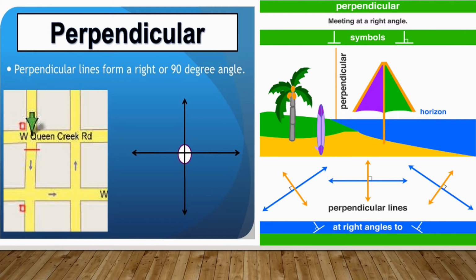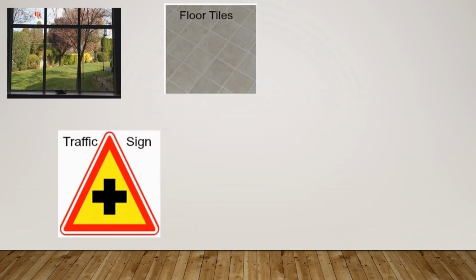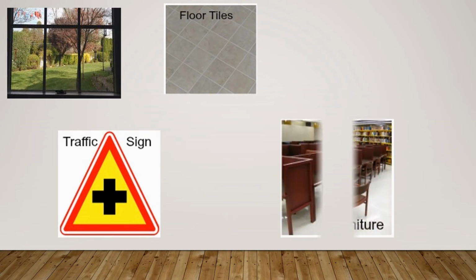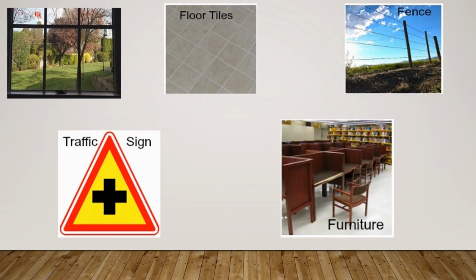The umbrella, as you can see. The example of perpendicular lines is window. Next, floor tiles, traffic signal or a traffic sign, as you can see in the picture. Furniture, fans. These are the examples of perpendicular lines.